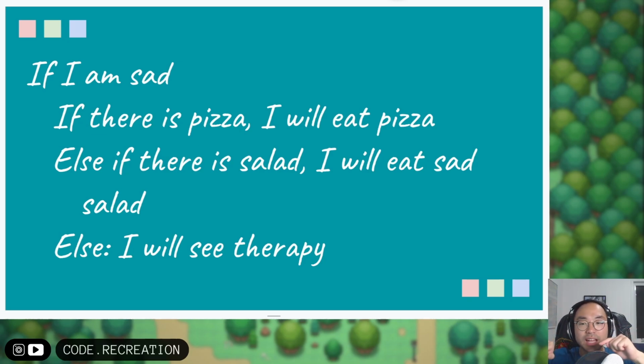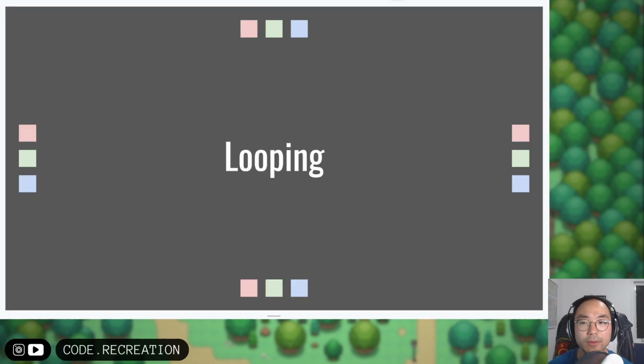Else, if there's a salad, I'll eat that salad. And if all of that was false, I have an else within that nested condition where I'll just go see therapy. Like that is the thing. I don't have pizza, I don't have salad, I have no food. So basically, I'll go see therapy. And that's how this would simplify.